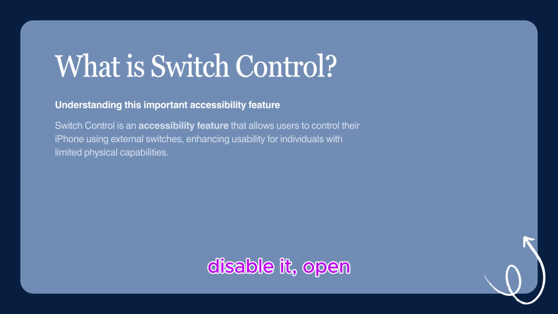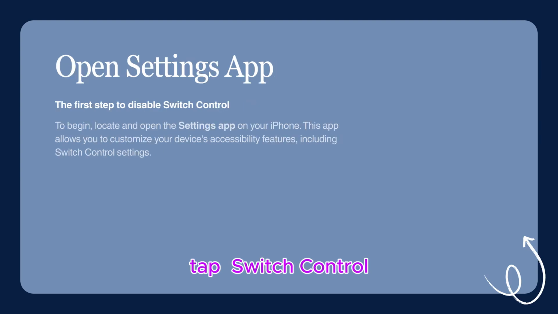To disable it, open the Settings app, tap Accessibility, scroll down and tap Switch Control. At the top, toggle the switch next to Switch Control to the off position. It will turn from green to gray.